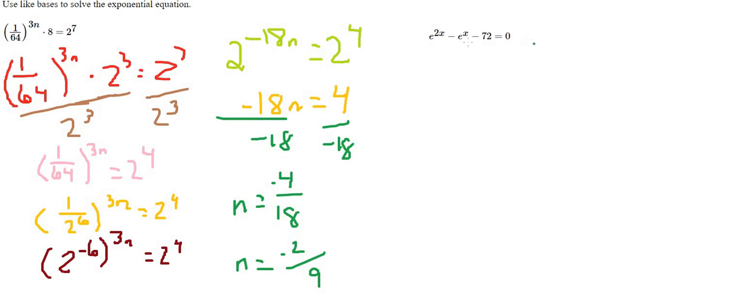This next one looks a little confusing here. We got e to the 2x power minus e to the x minus 72 equals 0. If I rewrote this as x squared minus x minus 72, you probably would have a lot better idea of what we need to do.